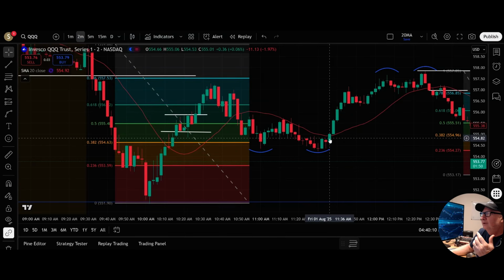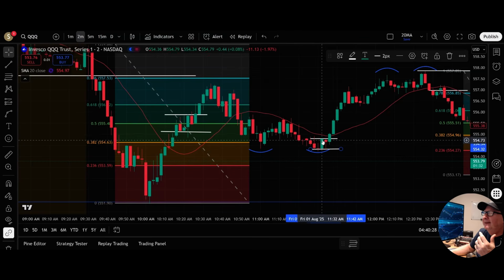This green taking out this small base that was set up, that's also a double bottom. That would be my entry, literally here as this green bar takes out the high of this red bar. You could also enter here. This would be a fine entry as well, just a couple of cents away. And this would be my stop on this trade.